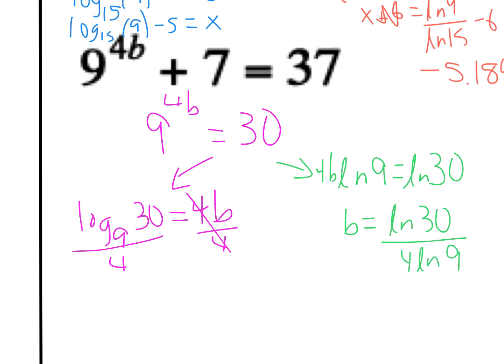And you get there. So I got the natural log of 30 divided by, careful with your parentheses on this part, natural log of 9. I got 0.387.